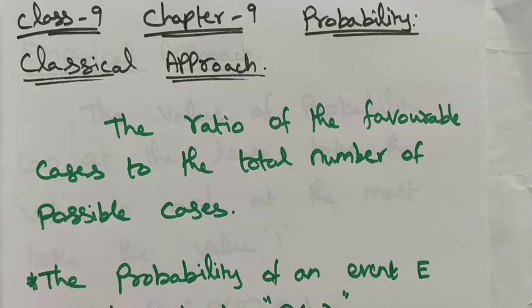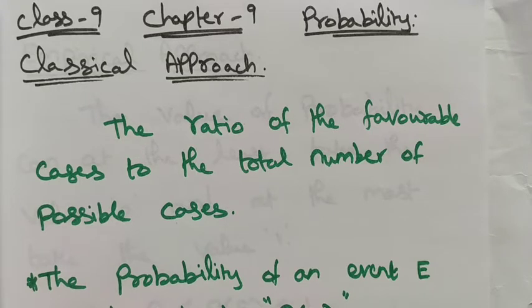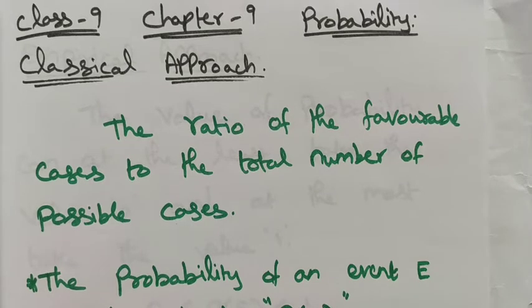Students, class 9, chapter 9, probability. Here we are going to see the classical approach. See, the ratio of the favorable cases to the total number of possible cases is the probability of the event.